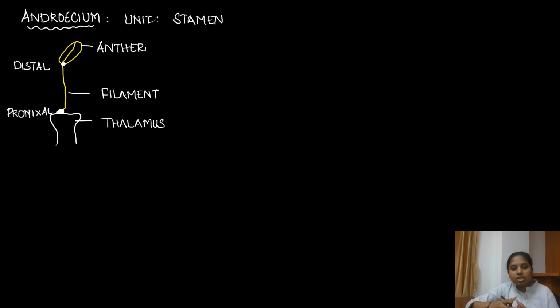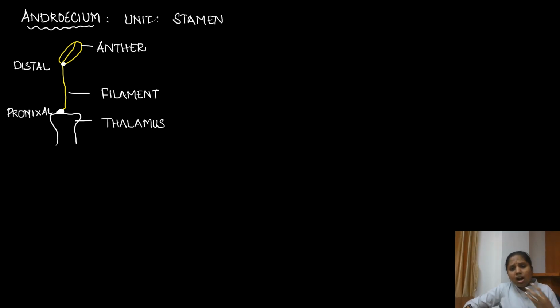Proximal means closeness. So where it is attached, that will be the proximal end. The attachment of the filament is with the thalamus, so you call that end the proximal end. The end which is attached to the anther, you call the distal end.